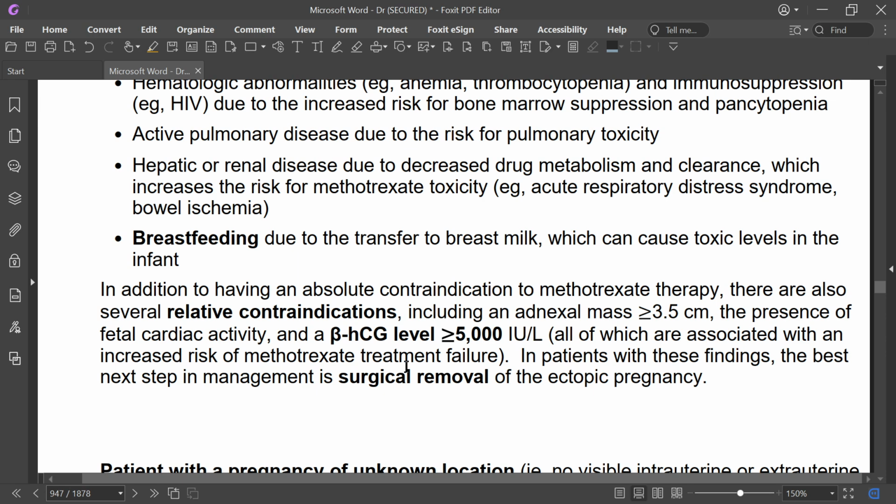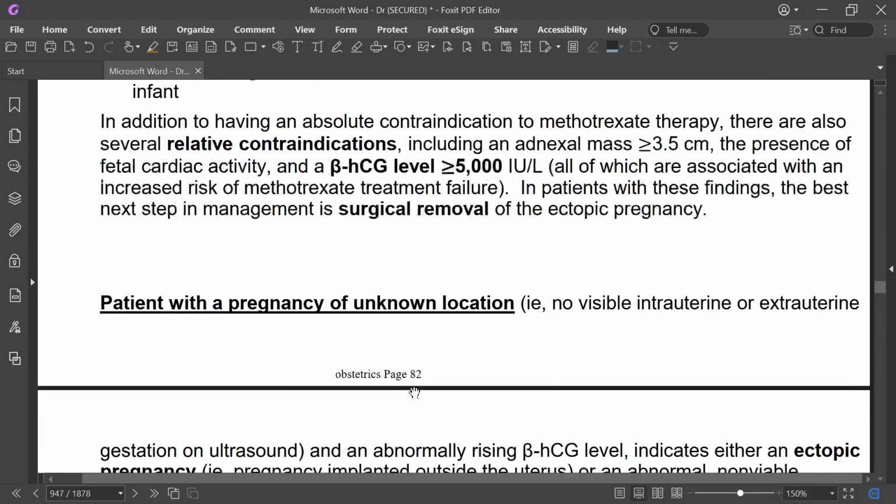In addition to absolute contraindications to MTX therapy, there are several relative contraindications, including adnexal mass more than 3.5 cm, the presence of fetal cardiac activity, and beta HCG level more than 5000. In patients with these findings, the best next step is surgical removal of the ectopic pregnancy.